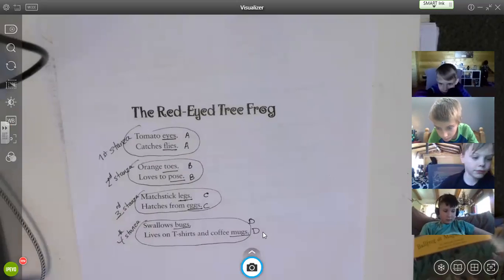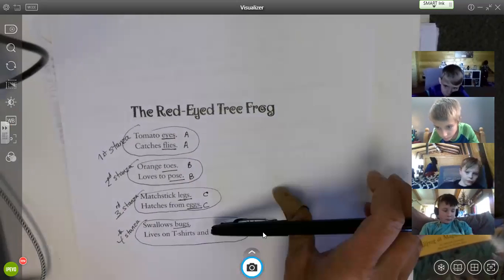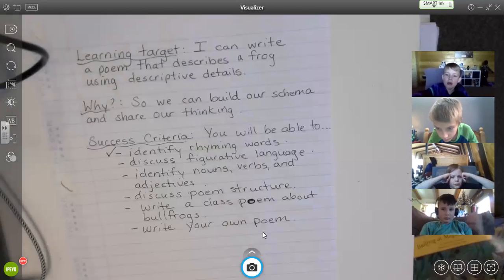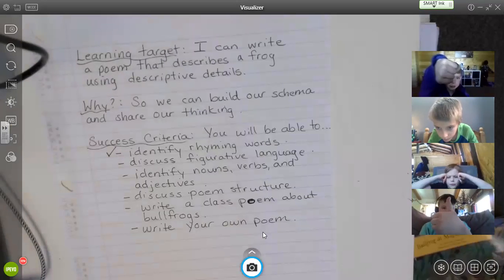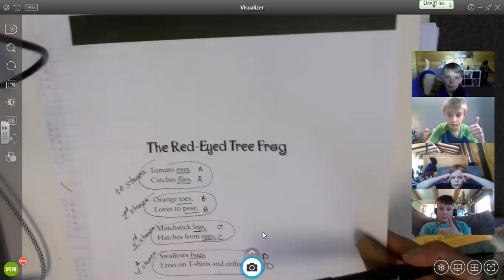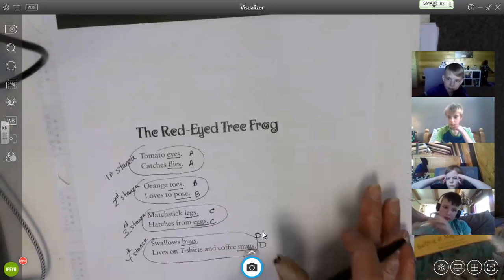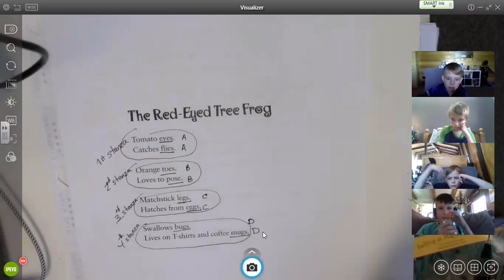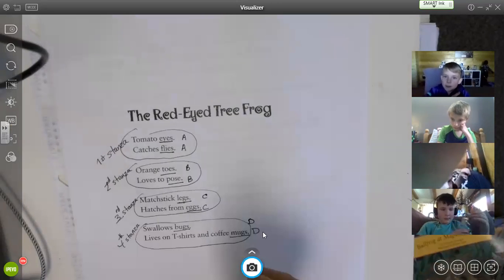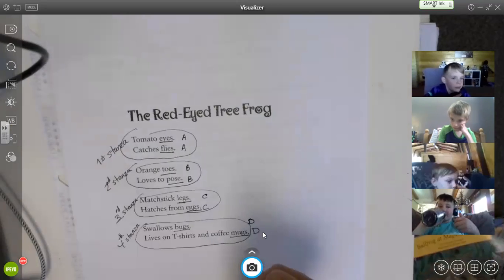Yeah, exactly. So when we go back to our success criteria, we said we can identify rhyming words. Did we do that? Thumbs up. Did we identify the rhyming words? Thank you, Josh Carter. Thank you, Lucas. So remember, rhyming words are words that have the same sound at the end. Do all rhyming words have to be spelled the same at the end? What do you think, Jensen?